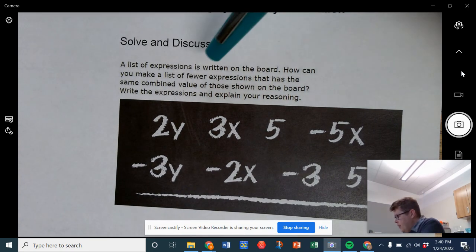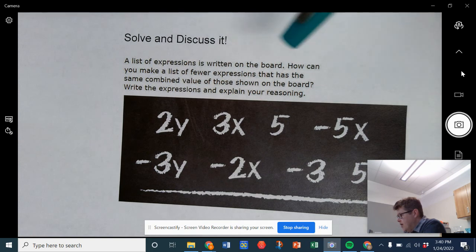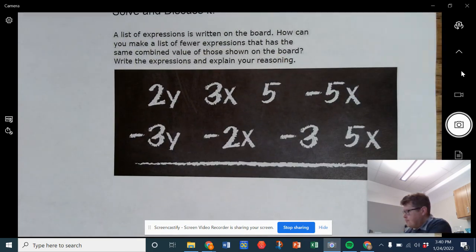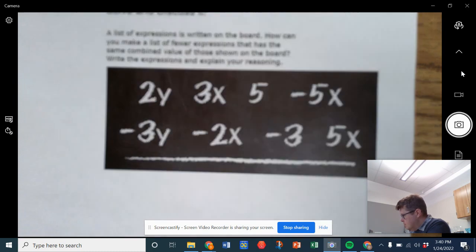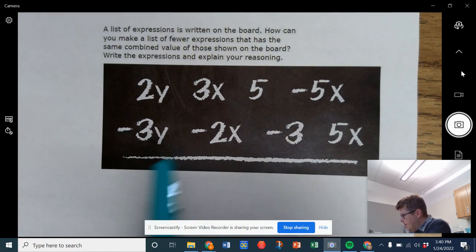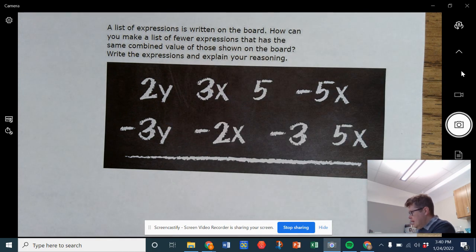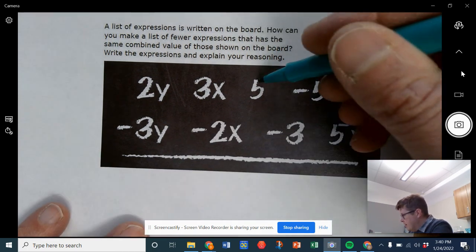How can you make a list of fewer expressions that has the same combined value of those shown on the board? Write the expressions and explain your reasoning. So you've got variables here. We've got numbers, right? We have two different variables, x and y. And we have just regular numbers as well.